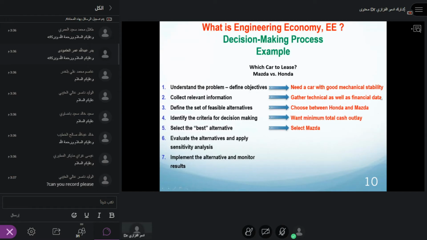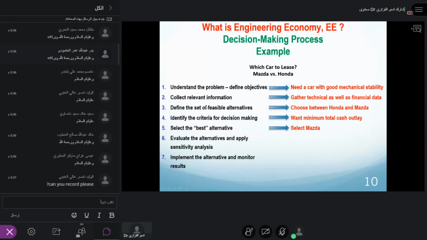Financial data means maybe how much you use to buy this kind of spare parts, for example, or how much fuel you are consuming, then it means it costs higher to you. Or maybe the money you use to rent this kind of car, the initial money you use to rent the car, or maybe the monthly amount of money that you need to pay the dealer. Okay, so this is what we mean by gather all technical and financial data. So this is under the aspect of collecting relevant information about these two cars.